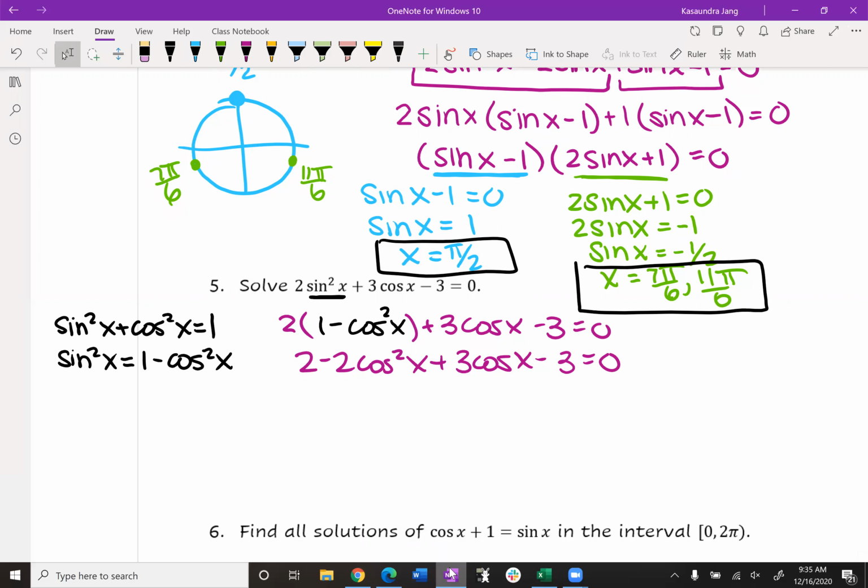Okay, I distributed my 2. And I think I can simplify a little more. I can combine my positive 2 and my negative 3. So 2 minus 3 is a negative 1.